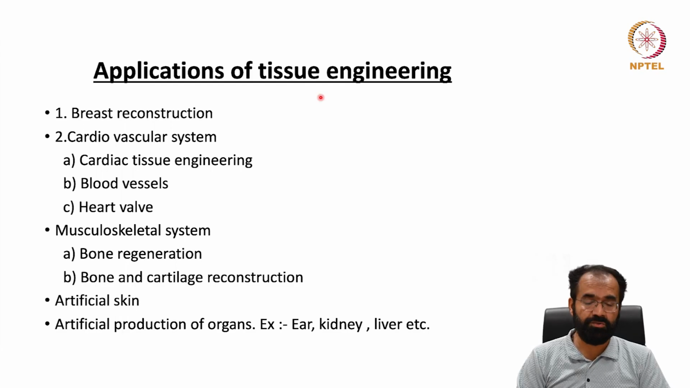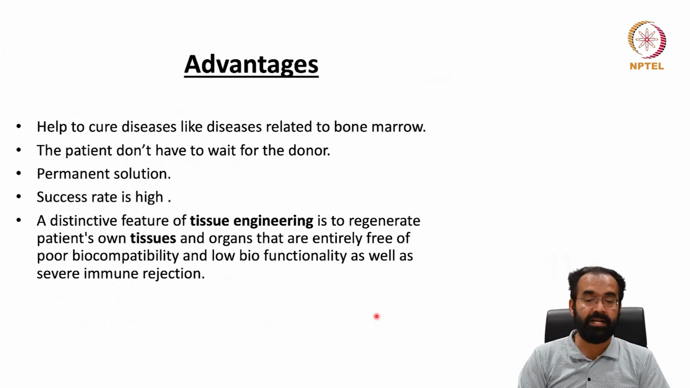So, applications of tissue engineering. It can be used in a variety of scenarios. One is breast reconstruction, cardiovascular system improvement, cardiac tissue engineering, blood vessels, heart valves, musculoskeletal system improvement, bone regeneration, bone and cartilage reconstruction, production of artificial skin, artificial production of organs such as ear cup, kidney, liver, etc. can be easily done using this approach. Very effectively can be done.